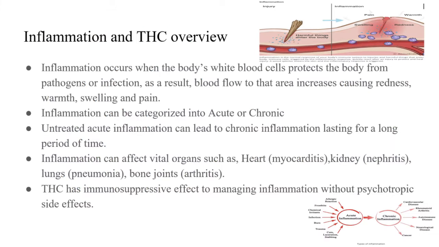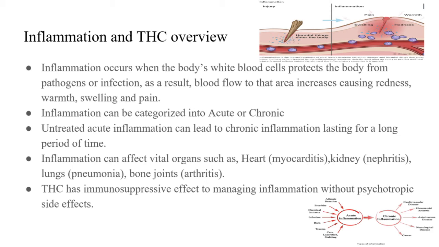THC is used to manage inflammation. Inflammation occurs as a result of the body's white blood cells protecting from pathogens and infection. As a result, blood flow to the area of infection increases, causing redness, warmth, swelling, and pain. Inflammation can be categorized into acute and chronic. Untreated acute inflammation can lead to chronic inflammation lasting for a longer period of time.